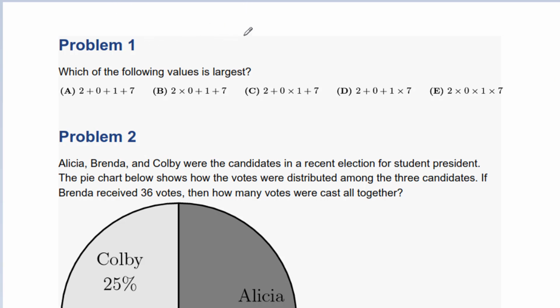2017. Question one, which of the following values is largest? Okay, this is just 10 here. 2 plus 0 plus 1. This 2 times 0 here zeroes out. We get 8. This 0 times 1 zeroes out. We get 9. This is 2 plus 7, which is 9. And this always zeroes out. So A is answer number 1.